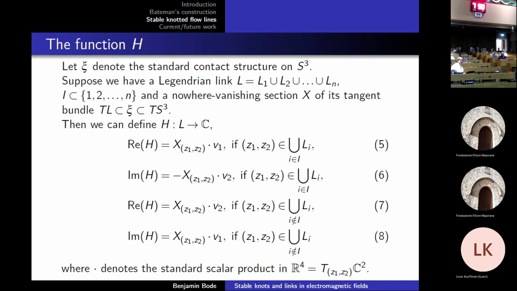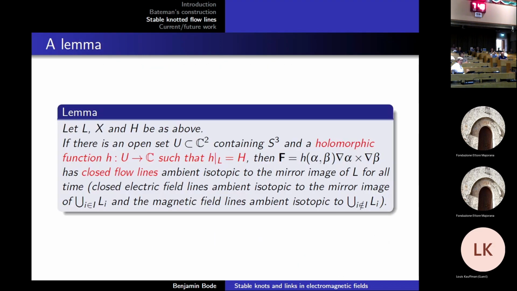So you have defined this function capital H. We need the following lemma. If we have this link, the section of the tangent bundle and the function capital H, then if you have an open neighborhood of the 3-sphere and a function that is holomorphic on this neighborhood and has the property that when you restrict it to the link, you get back the function capital H, then you can use this holomorphic function in Bateman's construction and you get an electromagnetic field that has this topological property that you want. So it has a closed field line in the shape of the link that you wanted.